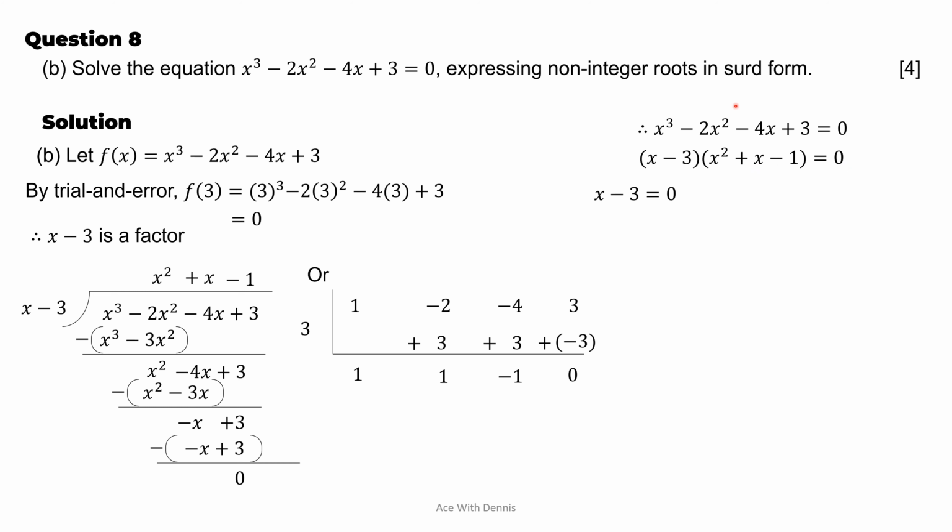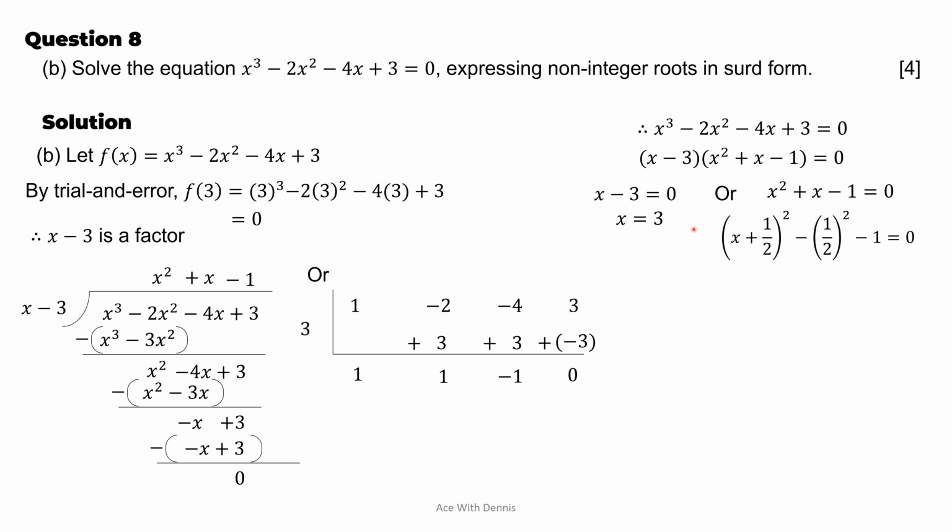Okay, so now we solve separately. The first factor, x minus 3 equal to 0. Therefore, the next one is x squared plus x minus 1 equal to 0. So x minus 3 equal to 0 means that x equals 3. And the second part, we actually cannot just factorize with the bracket method. We can either use the formula method or the completing the square method. So over here, I show you with the completing the square method.